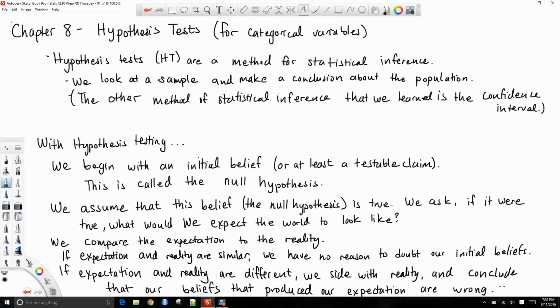So there's this question: how do we know when the expectation and reality are similar and when they are very different? If they're not exactly the same, if it's kind of similar but there are some differences, then you have to wonder, is this different enough, or is it similar enough for me to go on? To answer that, we employ probability and our understanding of sampling distributions.